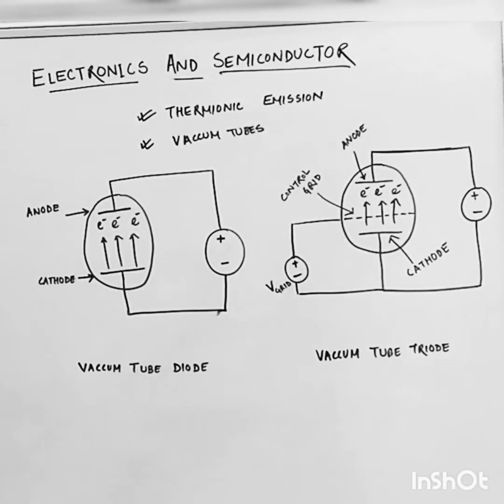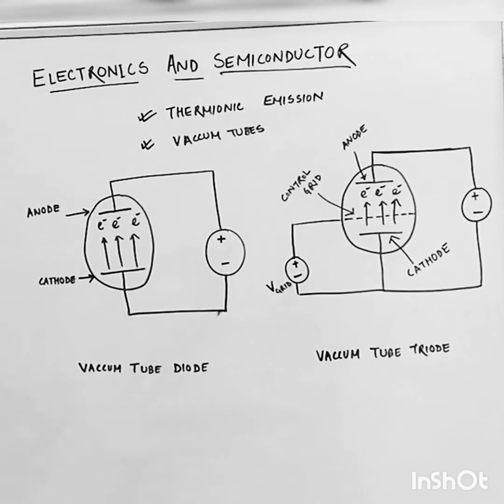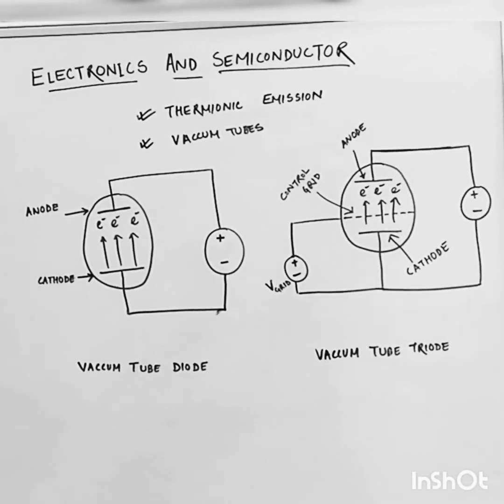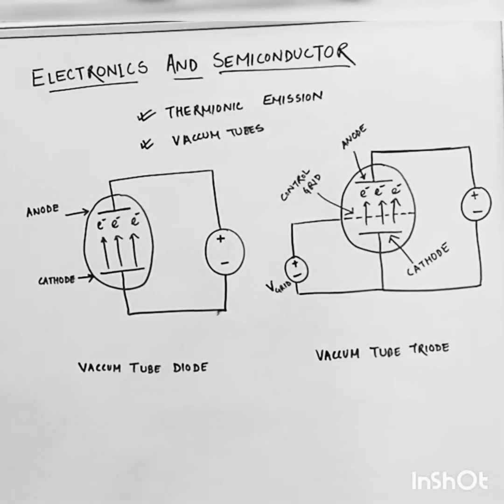So depending on the number of electrodes present in a vacuum tube, there are different types of vacuum tubes. Suppose if there are 2 electrodes in a vacuum tube, then that vacuum tube is known as a diode, and if there are 3 electrodes, then it is called a triode, and if there are 4 electrodes, then it is known as a tetrode, and pentode, and then hexode, and so on. Okay, so here basically we will learn what is a diode and a triode.